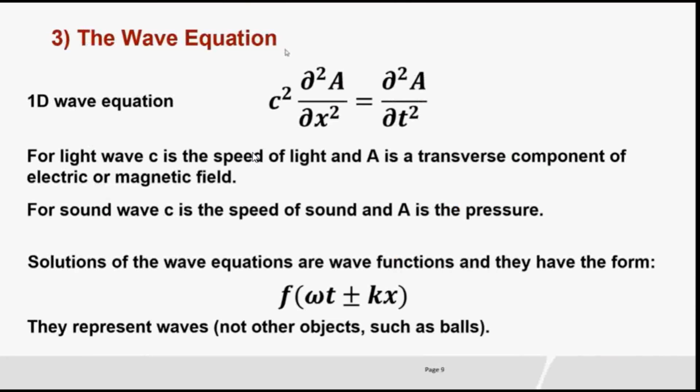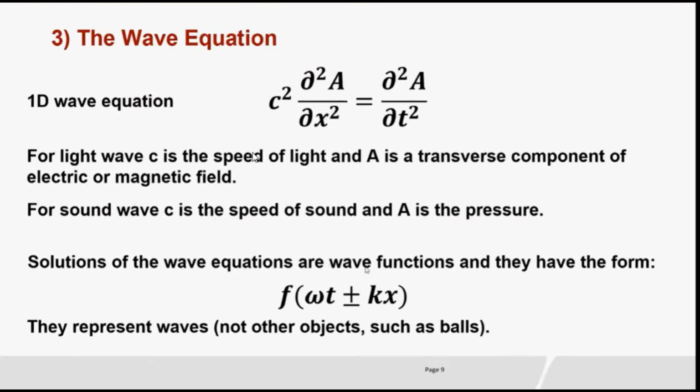So now let's go to the wave equation. For simplification, we will just look at the one-dimensional wave equation, which we can also call the D'Alembert equation, which is in this form. So you have a second derivative of a function A with the space variable x, and a second derivative of the function A with the time variable t. And c here is the speed of propagation. This wave equation is exactly the same wave equation that you will use if it is a sound wave or if it is a light wave. For a light wave, c is the speed of light, and A is a transverse component of the electric or magnetic field. For a sound wave, c is the speed of sound, and A is the pressure.